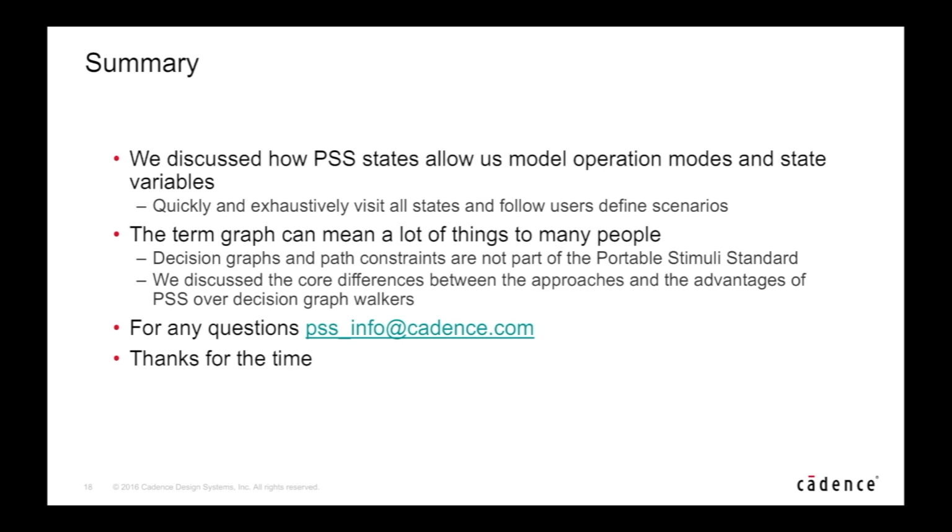And that's pretty much our summary. So just to recap, we looked at state variables and model operation, and in specific, we looked at it from a low power challenge point of view. We can see how quickly and exhaustively we can visit all the states. We can define our own scenario and follow the scenario, taking the rules of our state variables into account. We discussed the term graph, what it means. We contrasted the portable stimuli standard versus decision graph, and the behavioral model, which is part of the portable stimuli, and that's pretty much it.